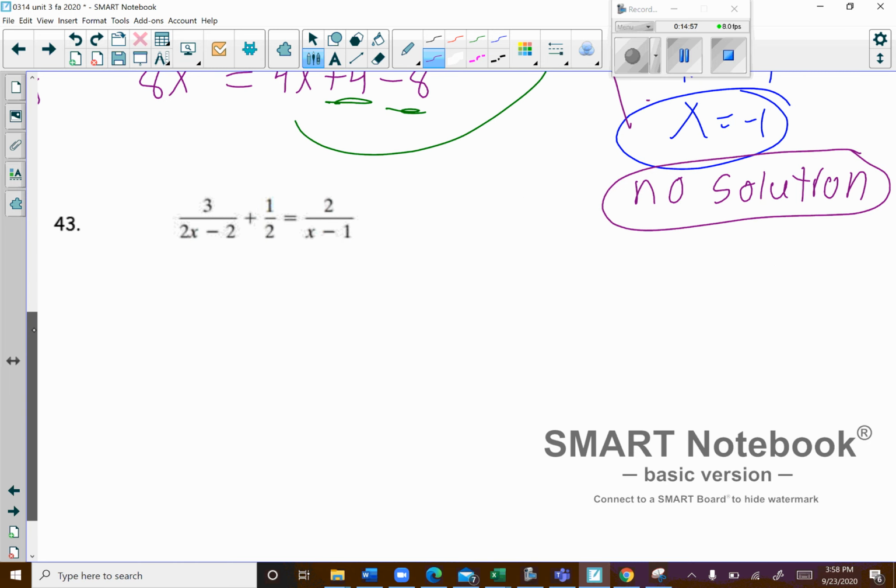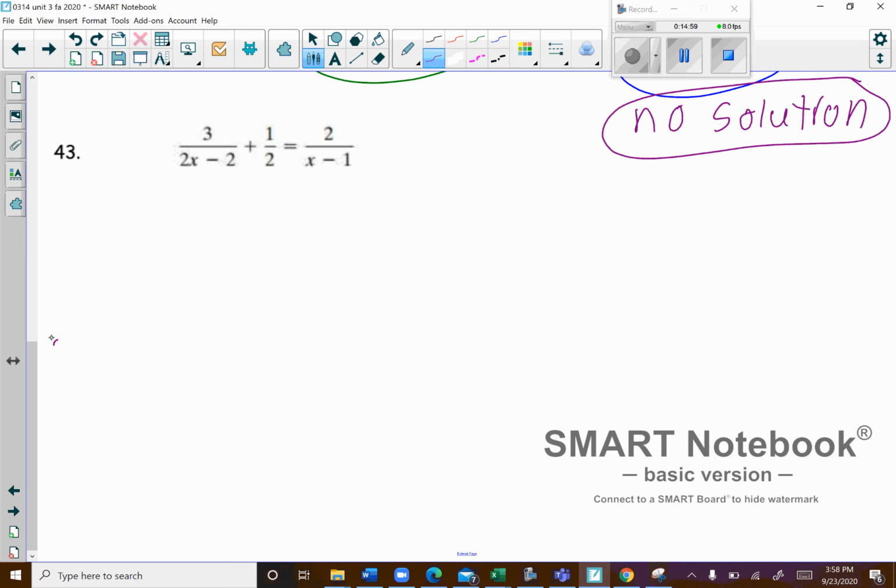All right, so 43, pretty identical to what we've been working with. The only difference is that my factor on the first one, it is factorable, so I want to go ahead and do that. I'm going to factor out a 2. That'll leave me with x minus 1 on that first fraction. Then let's see, I'm going to have plus 1/2 equals 2 over x minus 1.